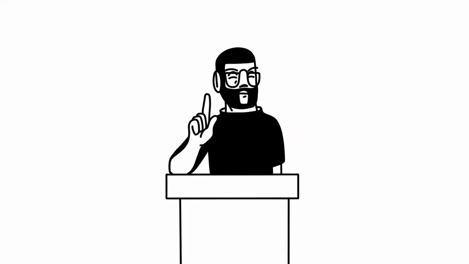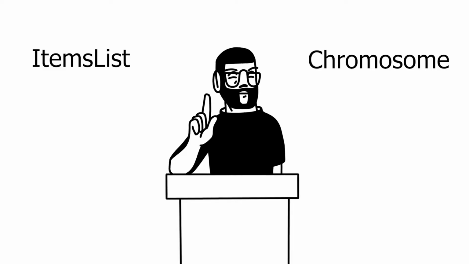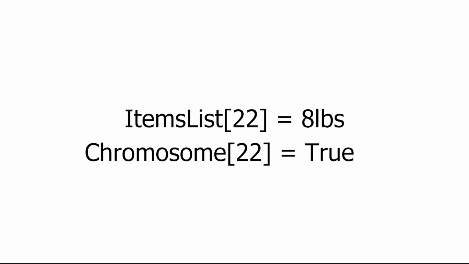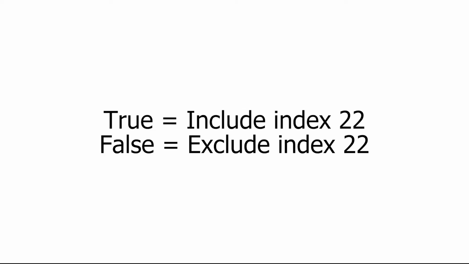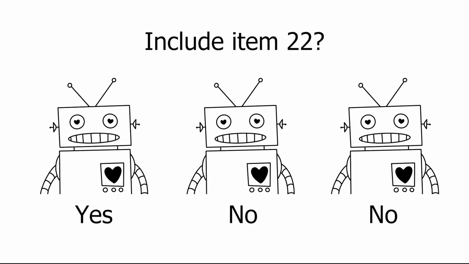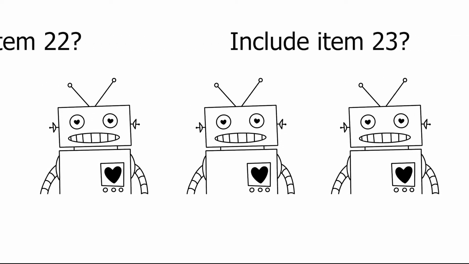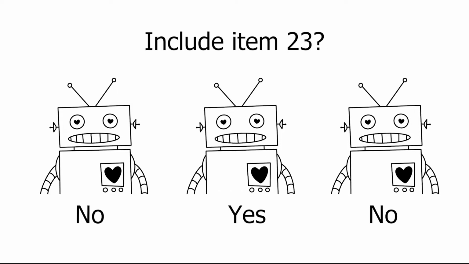Another great way to think about this is that the items list and the chromosome work in tandem. If index 22 of the items list is an item that weighs 8 pounds or something, then index 22 of the chromosome is the bot's decision to that item. True would mean include, false would mean exclude. If we do this for every bot in the population, this would mean that each bot has a completely different chromosome, making each bot's decision unique, though incredibly dumb.